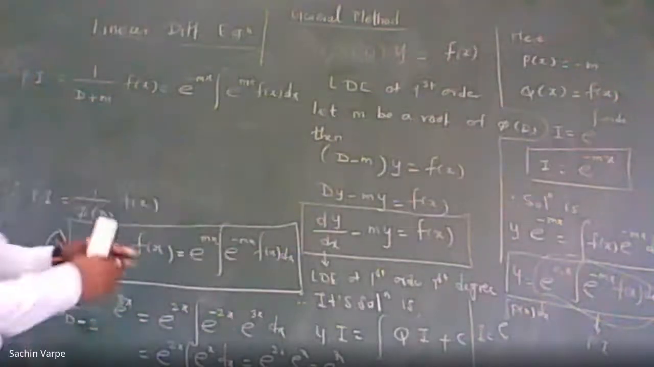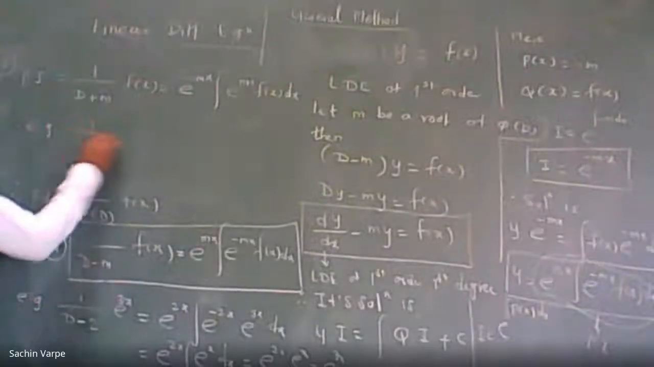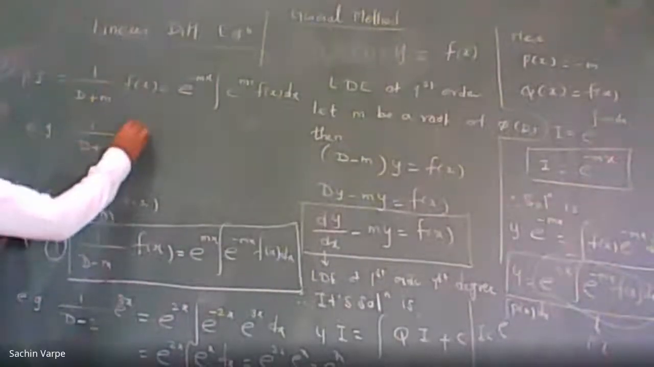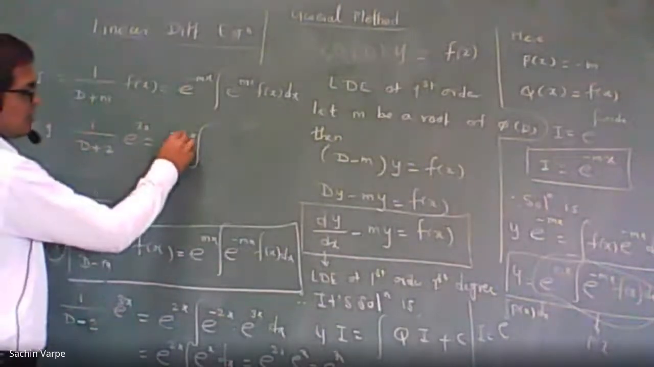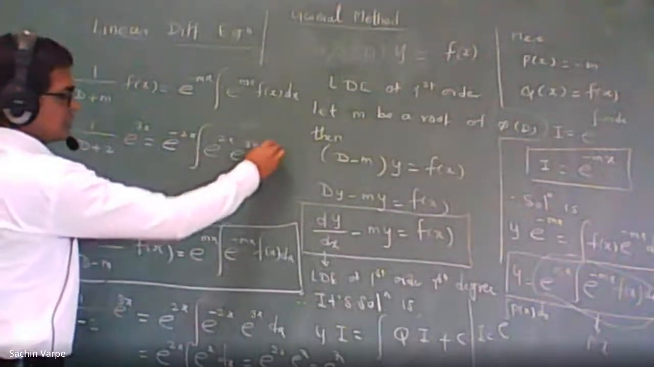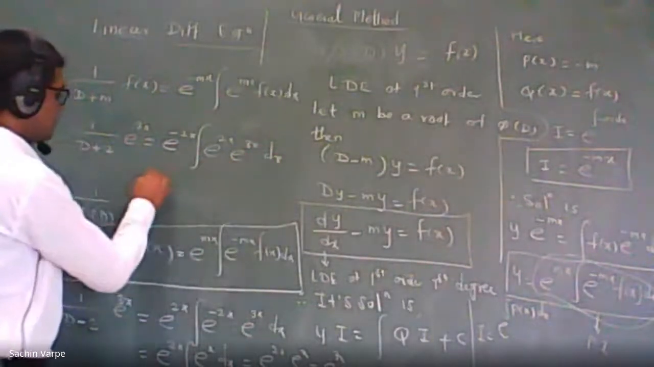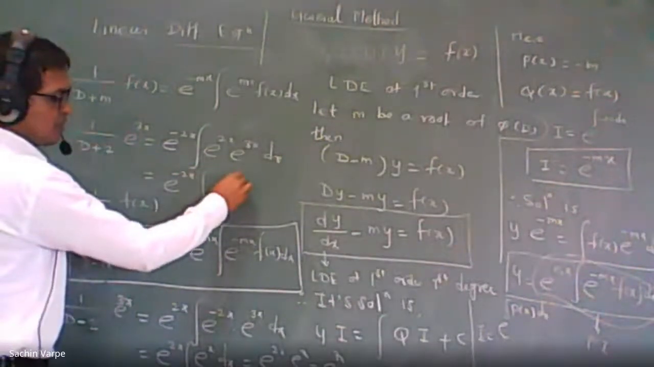Okay. So for example, let us discuss this again with an example. 1 upon d plus 2 of e raised to 3x. It will be e raised to minus 2x integration of e raised to 2x into e raised to 3x dx, because this is f of x. So what will it be? e raised to minus 2x integration of e raised to 5x dx.